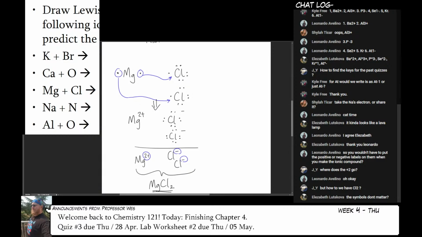How do we have Cl2? So you can take as many ions as you need to fill this in. Assume that all of the ions listed for each reaction are like a bank. So if you only need 1, you take 1. But if you need like 4 or something, you could take 4. Elizabeth, I'm not sure what you mean by the symbols don't matter. Can you be more specific?